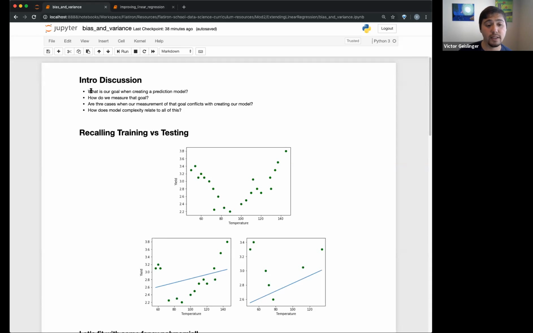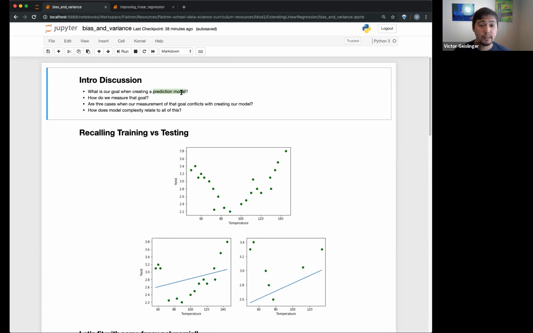Any idea, guys? Yeah. Be able to describe what will happen when a new event occurs, or to predict with a certain amount of confidence. Yeah, we want to be able to predict the future, right? We want to predict with stuff that we haven't seen yet. That's the whole goal, right?